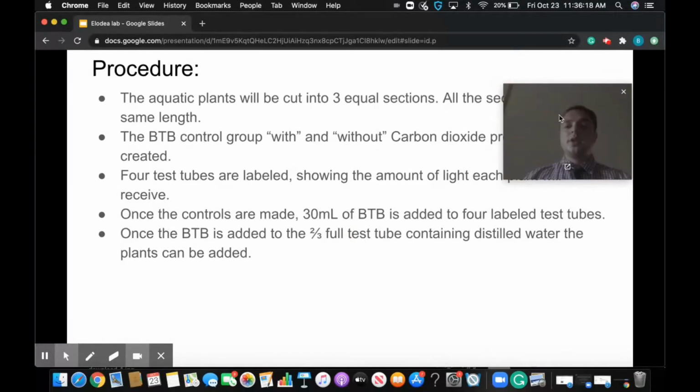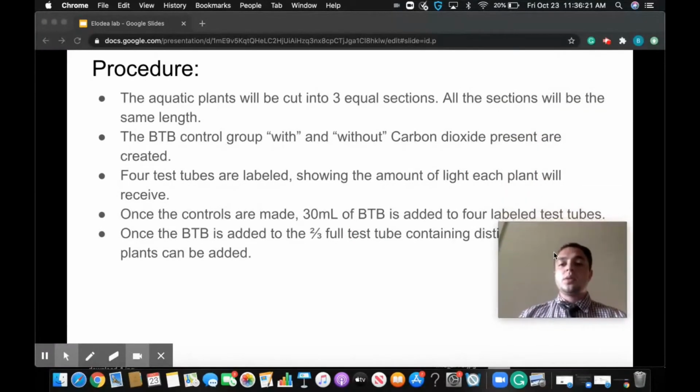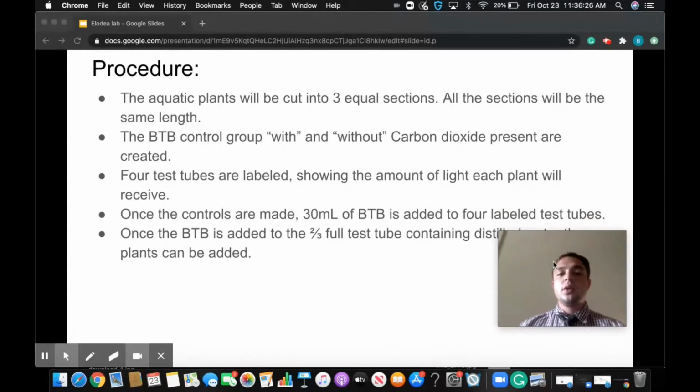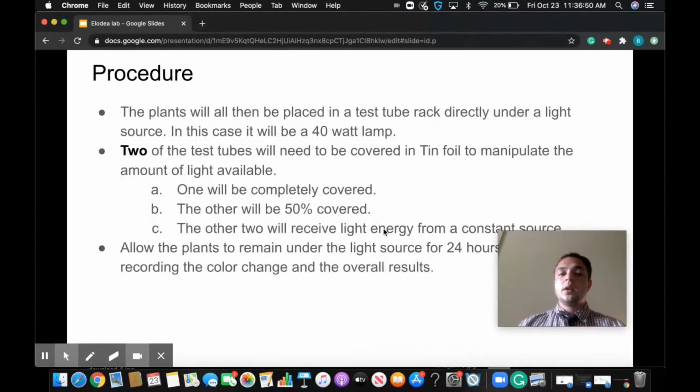So the procedure is the aquatic plants will be cut into 3 equal sections. All the sections will be the same length. That BTB control group, with and without carbon dioxide present, will be created and shown. Then the 4 test tubes will be labeled, showing the total amount of light each plant will receive. Once the controls are made, 30 milliliters of BTB is added to the 4 test tubes. Those 4 test tubes are 2/3 the way full with distilled water. And once you have the BTB added into the water, you can then proceed to place the plants into the solution.